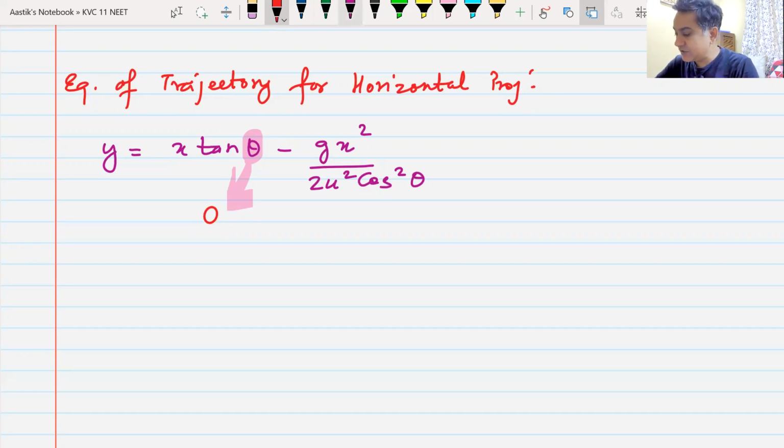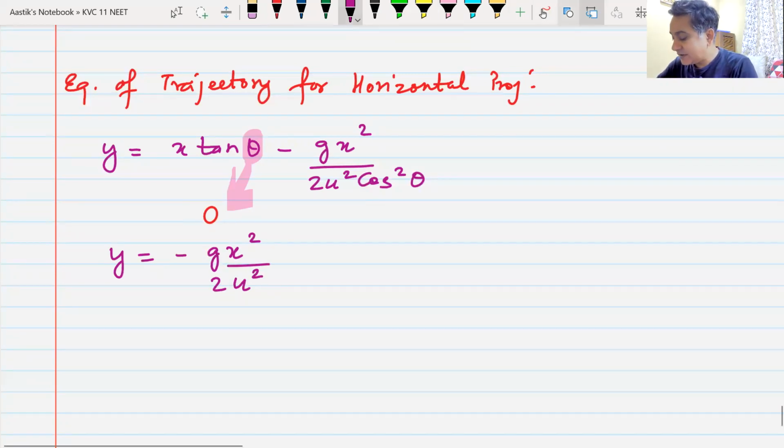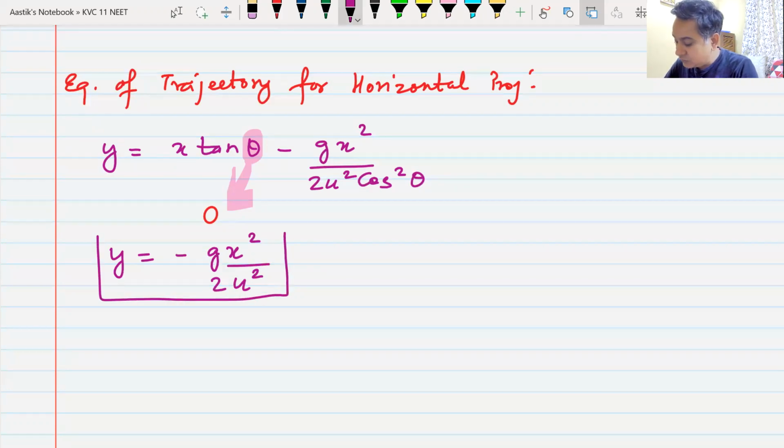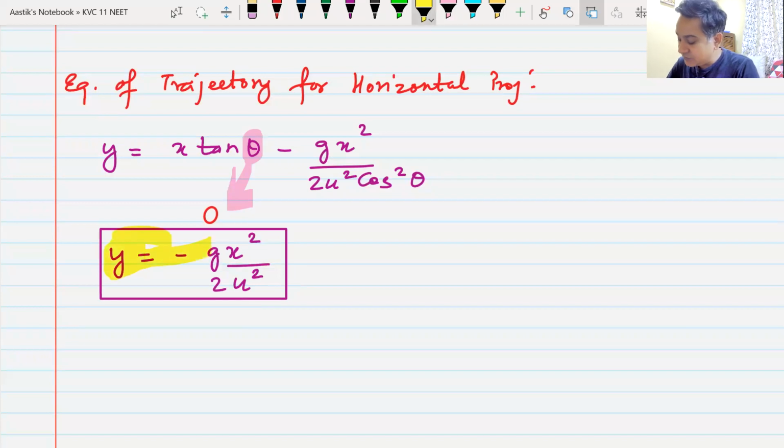What is the answer? What is the equation of trajectory? Anyone? So it is y is equal to tan 0 is 0, so everything becomes 0. I put the value of theta as 0. Minus g x square by 2 times u square, because cos of 0 is 1. Tan of 0 is 0. Cos of 0 is 1. And this equation of trajectory looks beautiful.